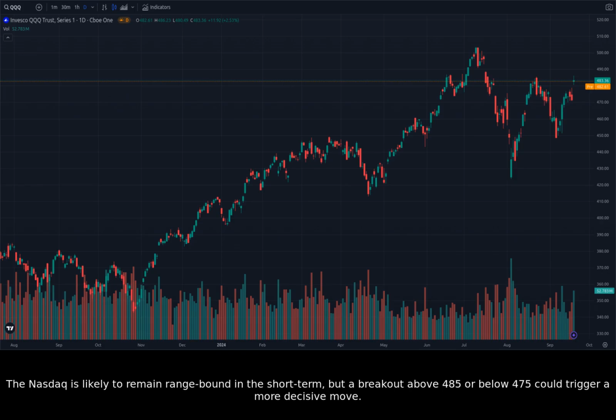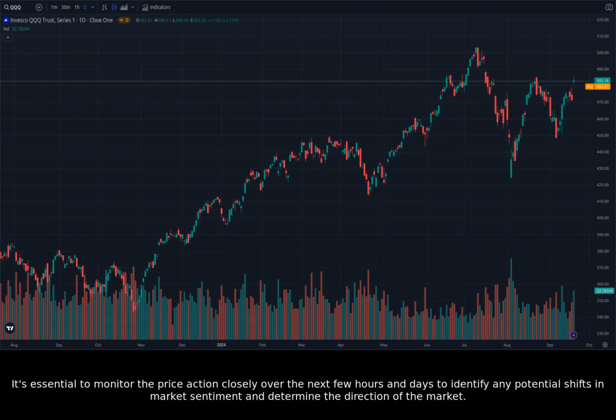The Nasdaq is likely to remain range-bound in the short term, but a breakout above 485 or below 475 could trigger a more decisive move. It's essential to monitor the price action closely over the next few hours and days to identify any potential shifts in market sentiment and determine the direction of the market.